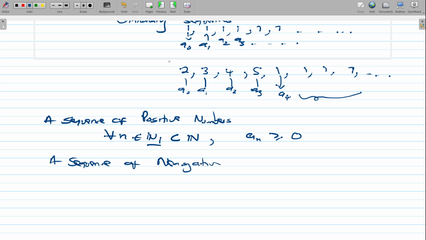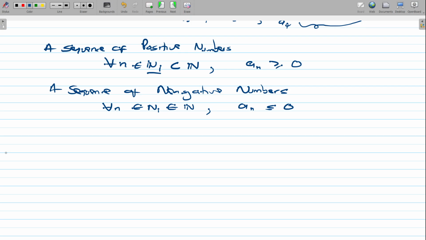So negative numbers, like so. Now this is basically the other way around. So if for all values n in N1, which is going to be a subset of the set of natural numbers, every real number that is going to be mapped to every n here is less than or equal to 0, then this is going to be a sequence of negative numbers.